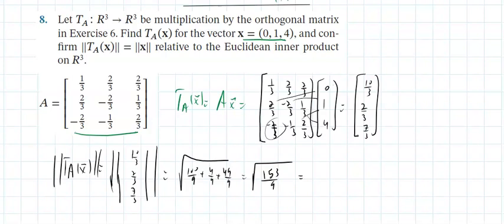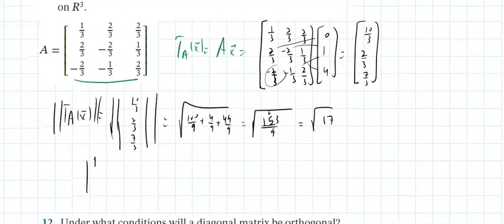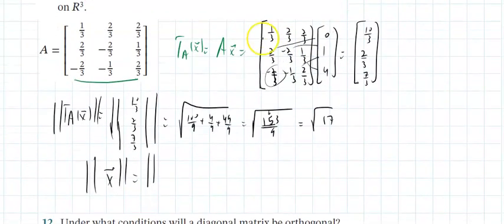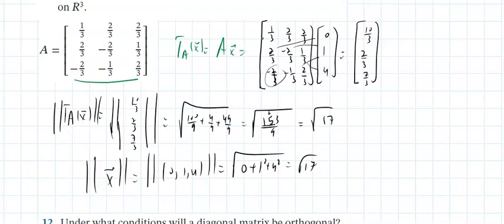9 divides 153 because if you add the digits, that's divisible by 9. 9 divides 15 one time, and you'll have 6 left. 63, 7 times. Okay. And if we take the magnitude of x, that's the magnitude of 0, 1, 4. And as you see, it checks.